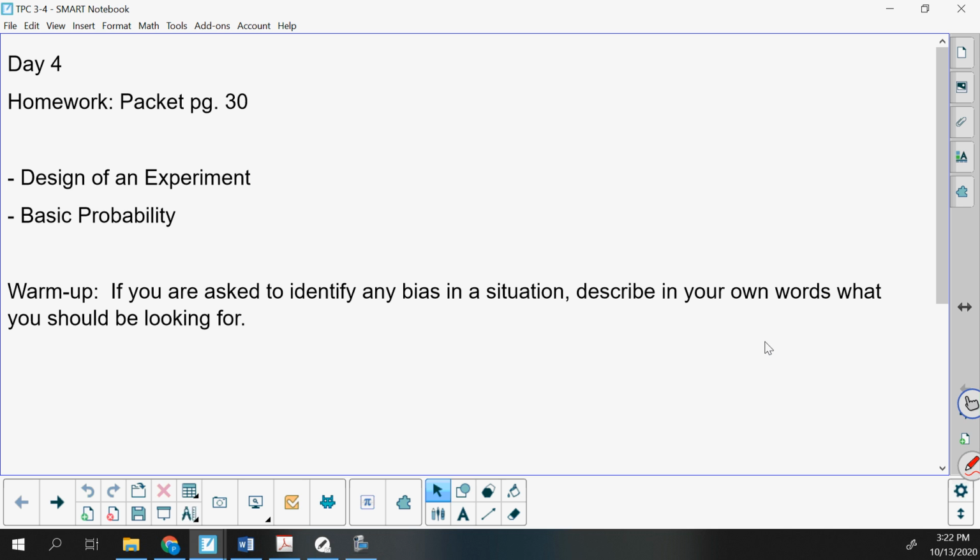All right, welcome to day 4. Homework for tonight is packet page 30. Remember, you need that uploaded by 5 a.m. tomorrow. Remember, also, you have problems that you can be working on that are due by 2 o'clock on Friday. That's right on Delta Math. You have 3 skills. You need to get 3 in a row on each skill. Make sure to go and do that. Those are a big chunk of points that can help your grade a lot.